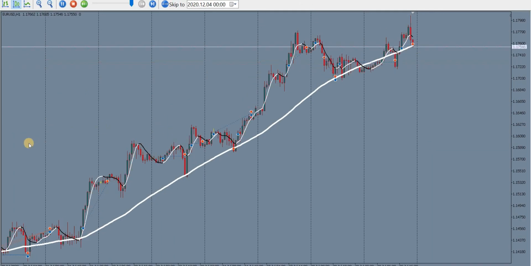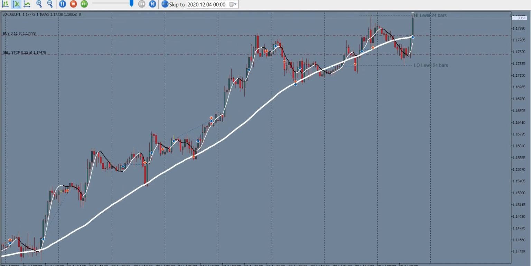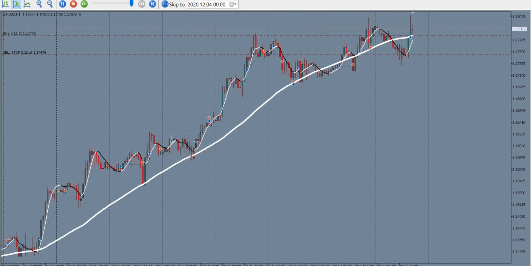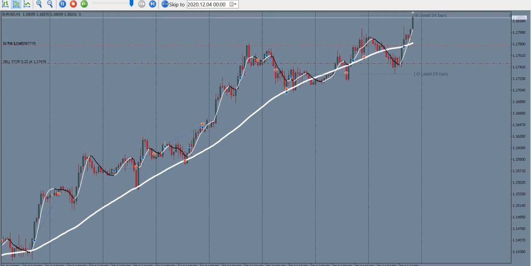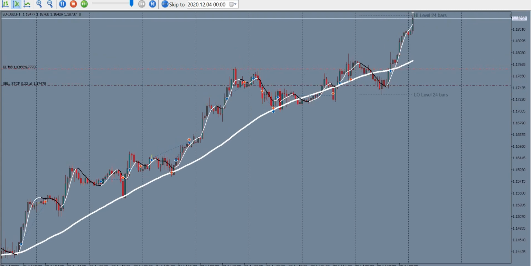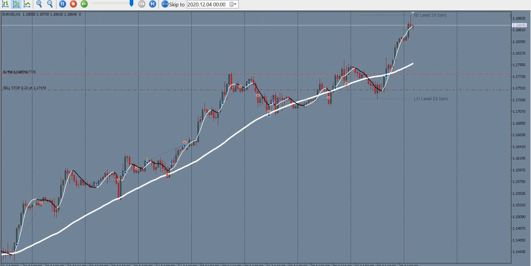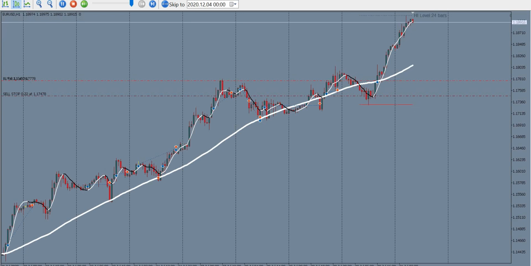Right. Let's go back to watching the chart. What else is happening right here? So the trend finally changed. It decided to further rise. No, it didn't change. It continued. Decided to further rise. And the expert advisor is buying.